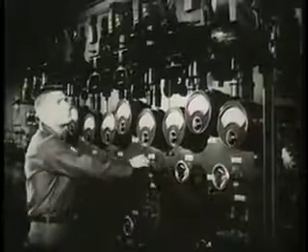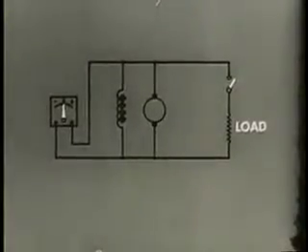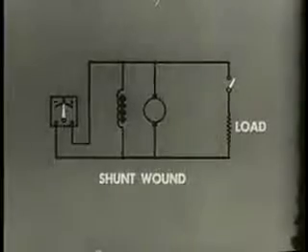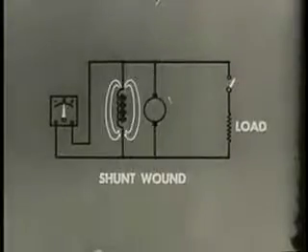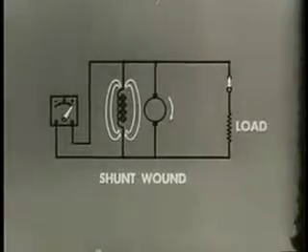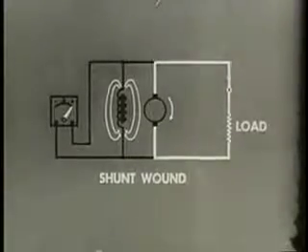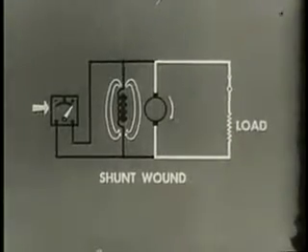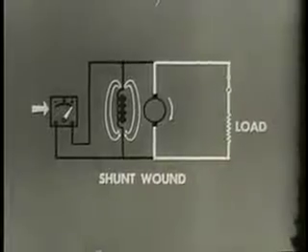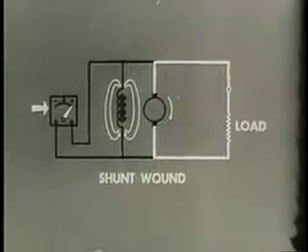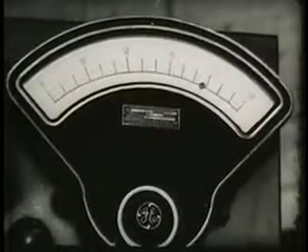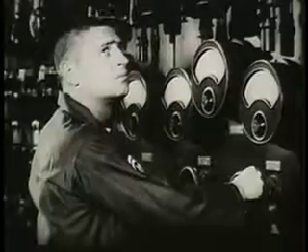When instead of in series, the field winding is connected in parallel with the armature and the load, we have a shunt wound generator. Now the field current is independent of the load current. Therefore, an increase in armature current will not cause an increase in the voltage output. Voltage regulation here is greatly improved. In shunt wound generators, therefore, changing load causes relatively small change in voltage output.